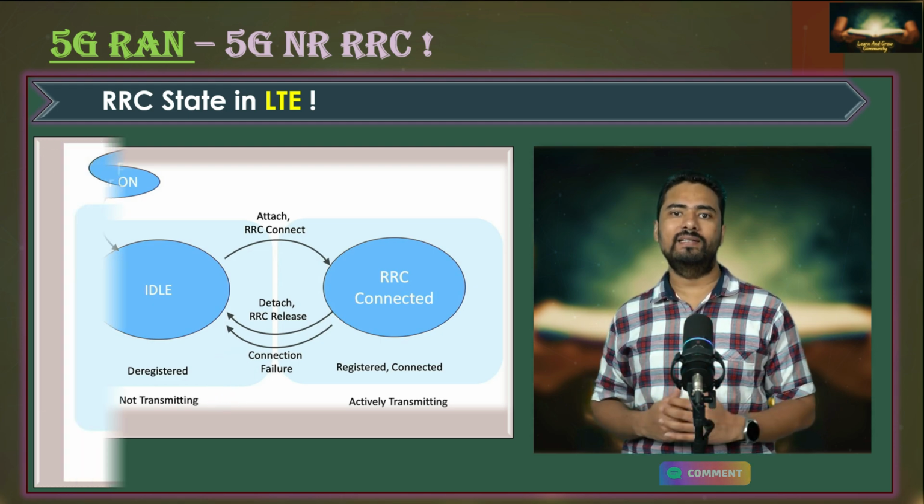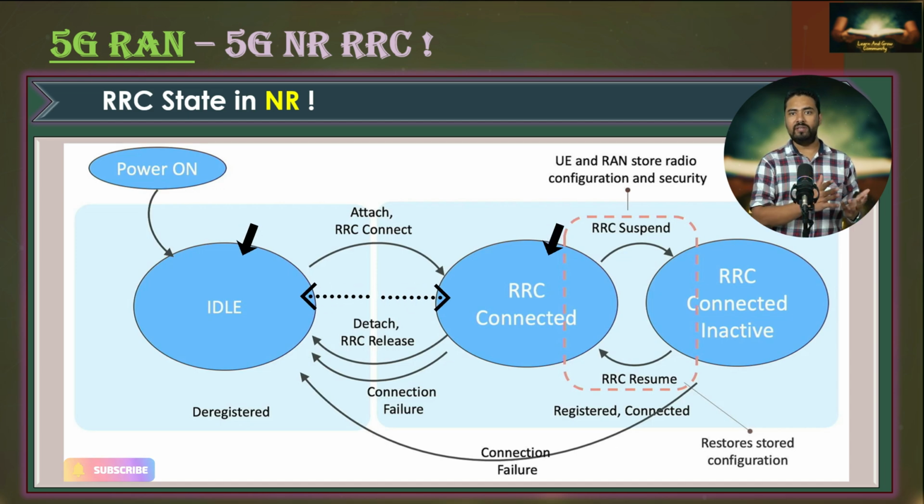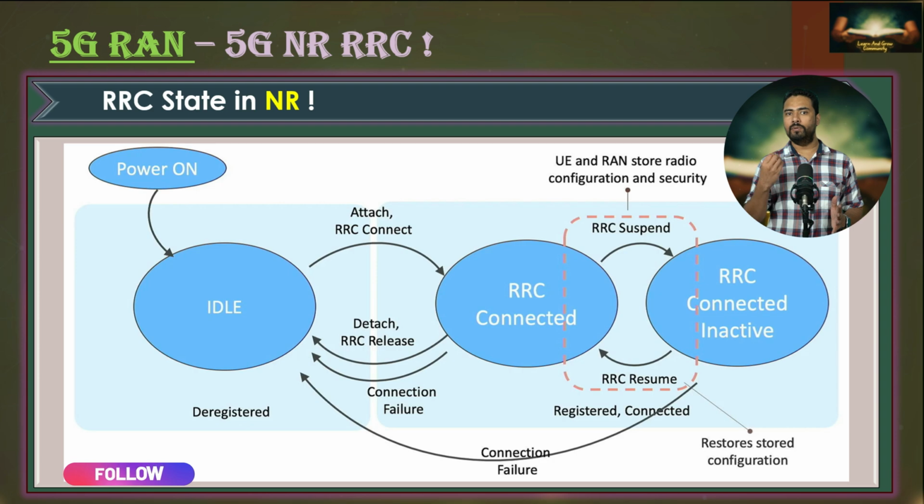However, there was a problem in this approach from 4G because you frequently switch between these two states. Even for a small amount of data transfer, such as a simple notification or a small message, it requires an established connection, and that requires signaling every time for the RRC connection process.